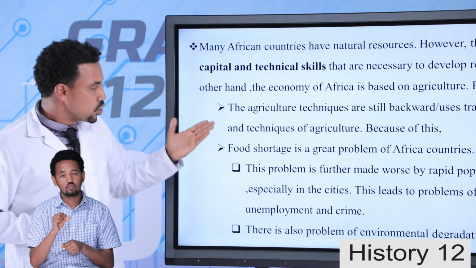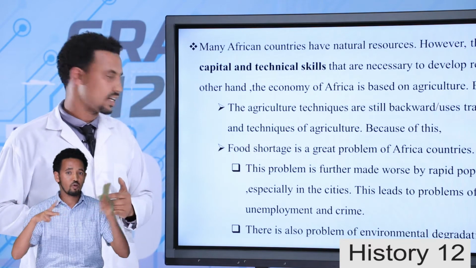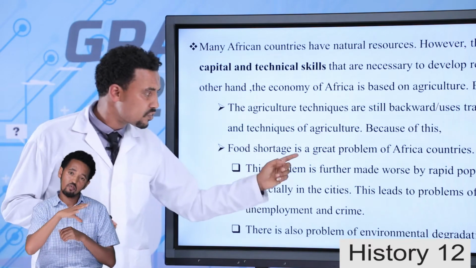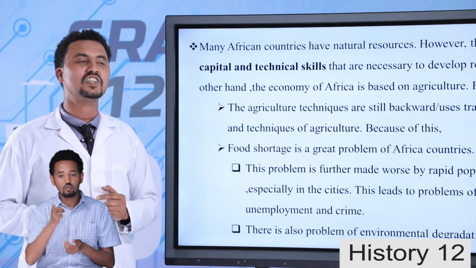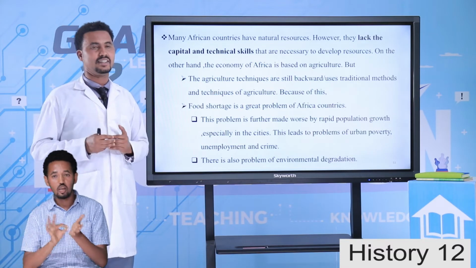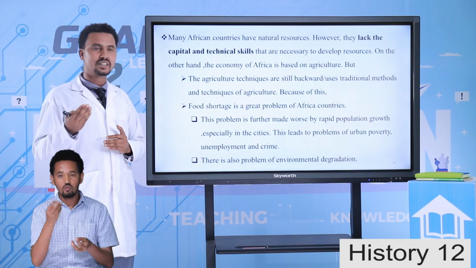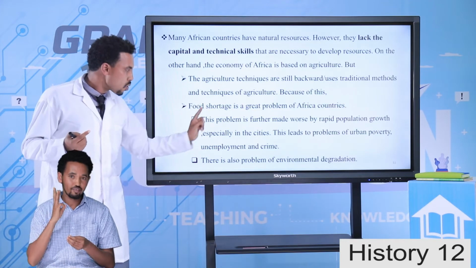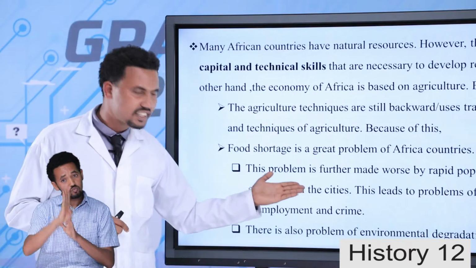The other one, food shortage. Food shortage is a greater problem of African countries. This problem is further made worse by rapid population growth. The population number increased highly, but the food was scarce. This problem is further made worse by rapid population growth, especially in the city.